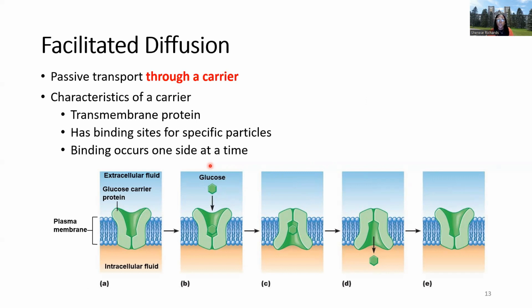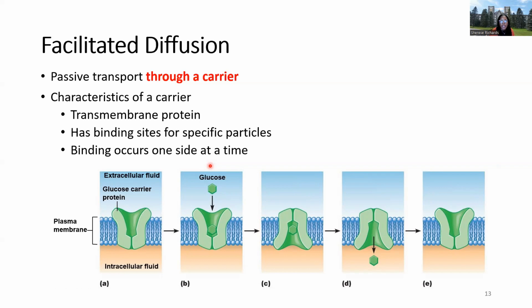Simple diffusion is one type of passive transport because it's happening down the concentration gradient. But when we move things through a carrier or through a channel, it is also happening down the concentration gradient, so it is still an example of passive transport. This just happens to be through a carrier or through a channel. The first example of this is facilitated diffusion.